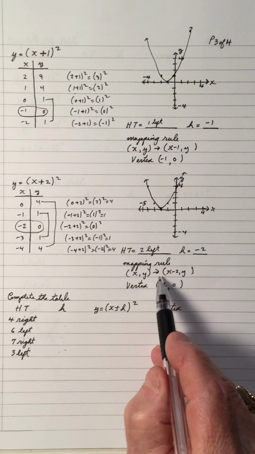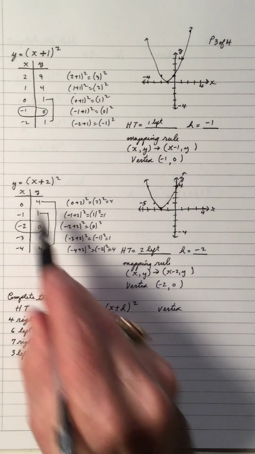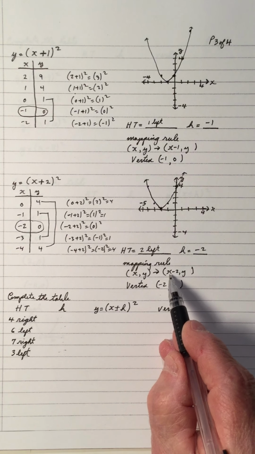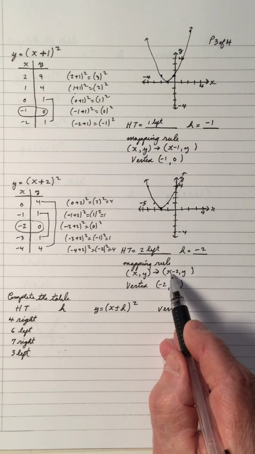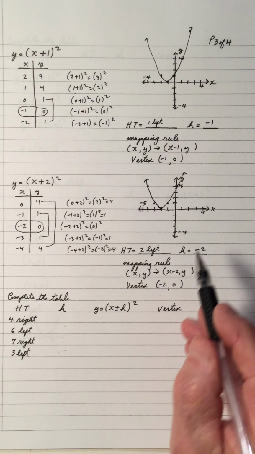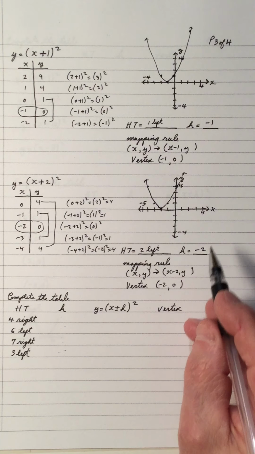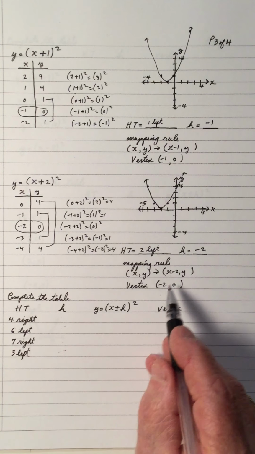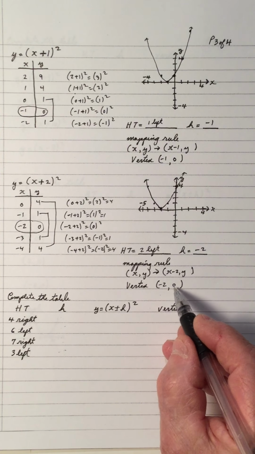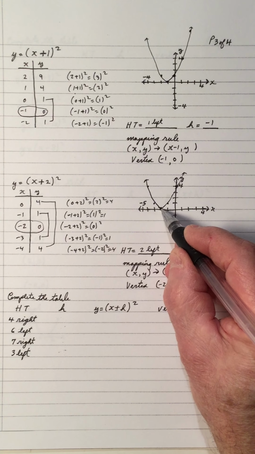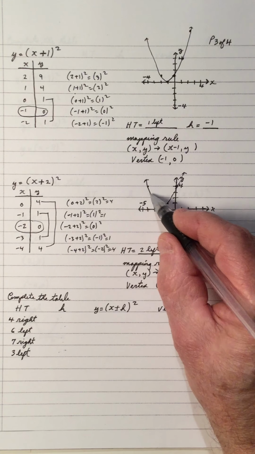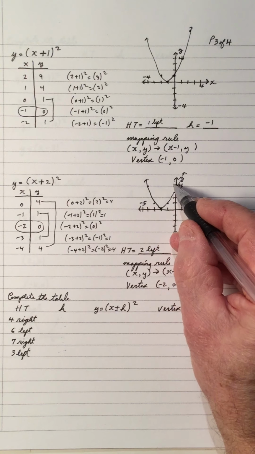And again, the mapping rule is x minus 2. The mapping rule tells me what's happening, what is moving. X minus 2 is taking 2 away, so it's moving left. So this parabola is moving left. And the vertex is negative 2, 0, which is the point that the curve is changing.